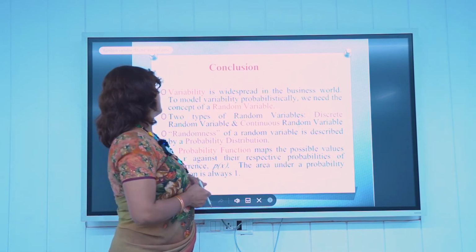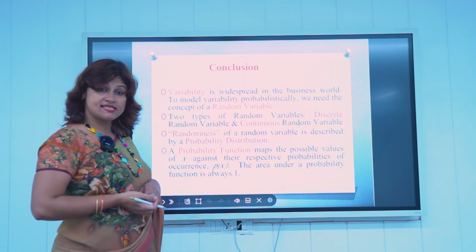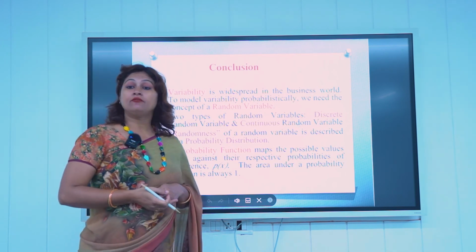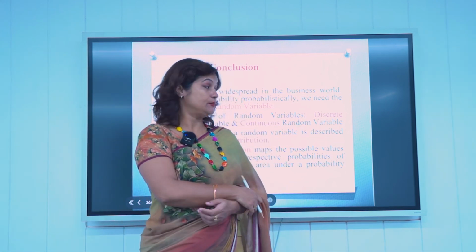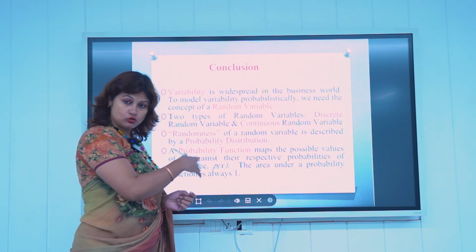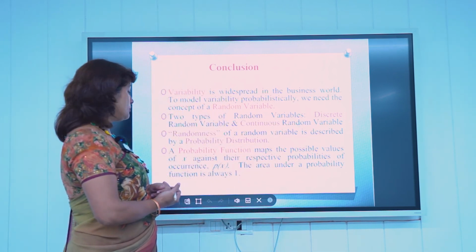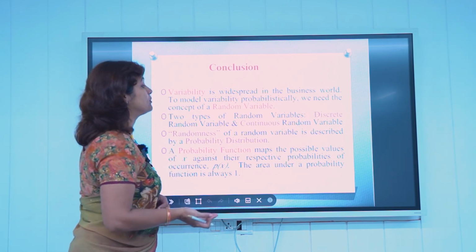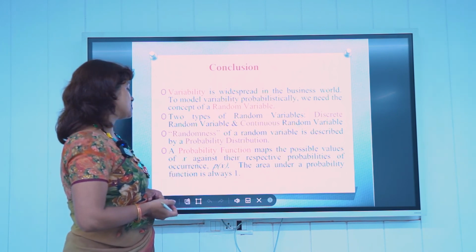So the conclusion is that variability is widespread in the business world. To model variability probabilistically, we need the concept of a random variable. There are two types of random variables we discussed: one is discrete random variable and another is continuous random variable. Randomness of a random variable is described by a probability distribution, and for those we discussed certain examples. A probability function maps the possible values of x against their respective probabilities of occurrence p(x), and the area under the probability function is always 1.